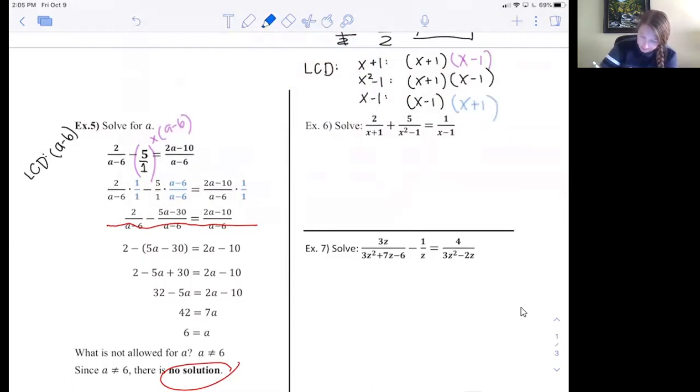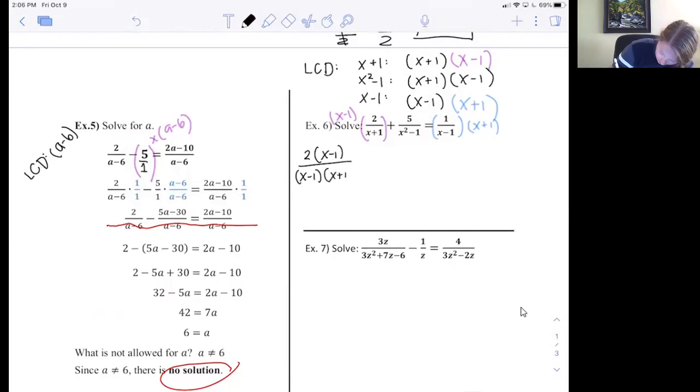So this right here is going to be times by x plus 1. And this is going to be times by x minus 1. So when I do that, I'm going to have 2 times x minus 1 over LCD, which is x minus 1, x plus 1, plus 5. I didn't need to times that by anything, so I'm just going to leave it the same. I'm just going to change the denominator to that though. And then this 1 times x plus 1, so it's just x plus 1 divided by our LCD.